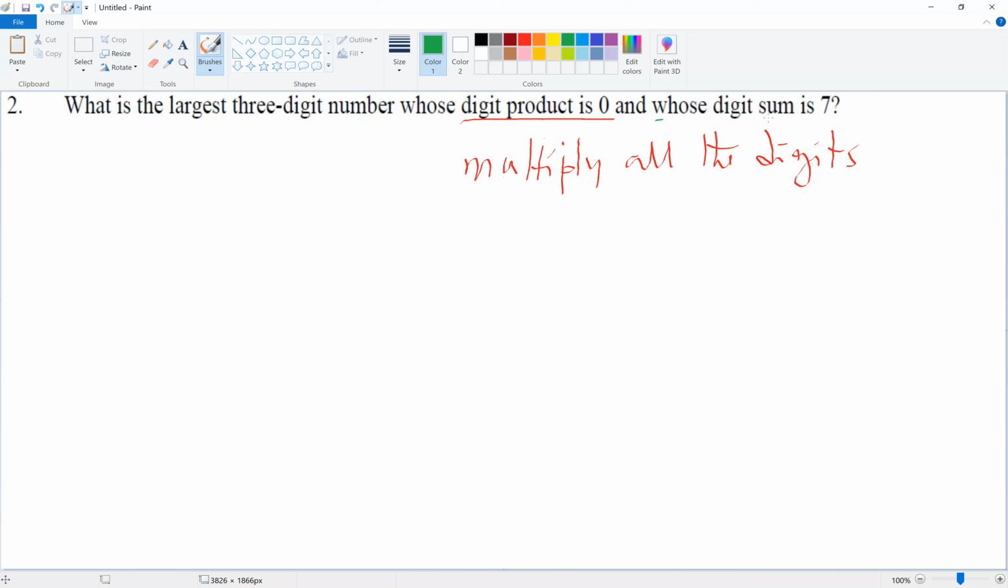And what is digit sum? It's when you add all the numbers and you get 7. Yep. Okay, we need a digit sum of 7 and a digit product of 0. What do you think the largest number is?